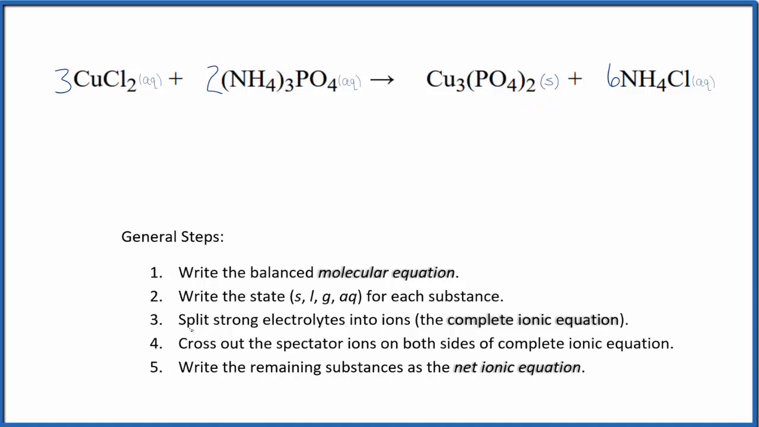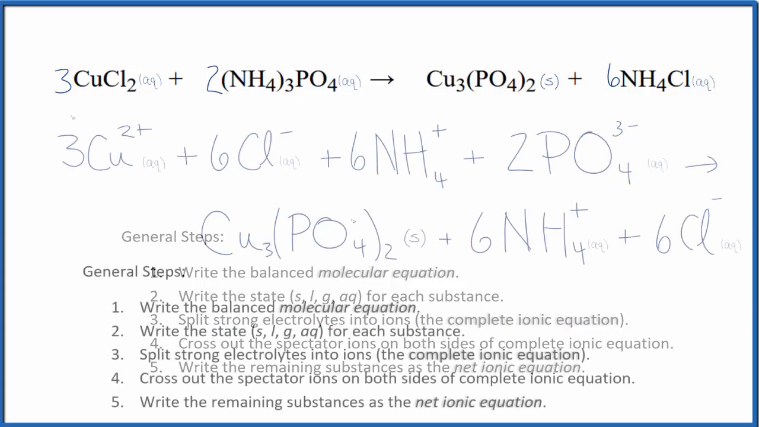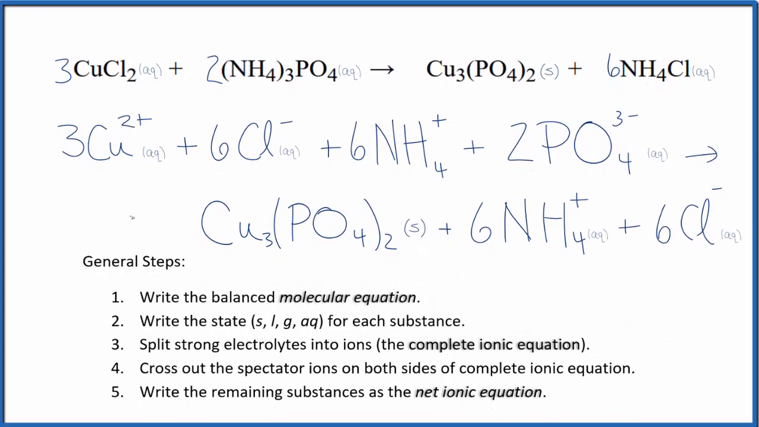Once we have the states, we can split the strong electrolytes into ions for the complete ionic equation. That'll look like this. So this is the balanced complete ionic equation. Now we can cross out spectator ions. They're on both sides of the complete ionic equation.